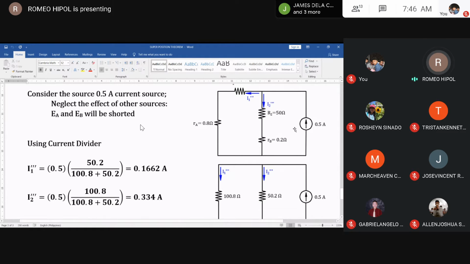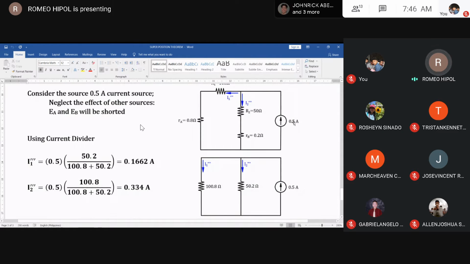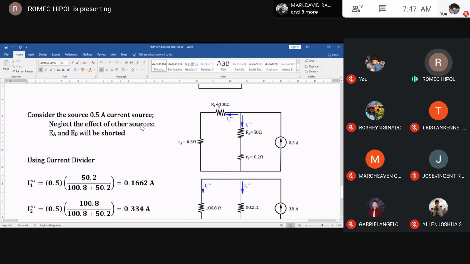So take note, in current source, meron tayong current direction. Ito, with respect to the arrow. So you have to check the direction of the arrow kung pataas or pababa, depende sa connection. Naintindihan? So yung current source niya is going upward. So meaning, it will be divided this direction. So yung R1 and R2, kung mapapansin nyo, same position na sila. Then the effect of battery E sub A and E sub B are shorted.